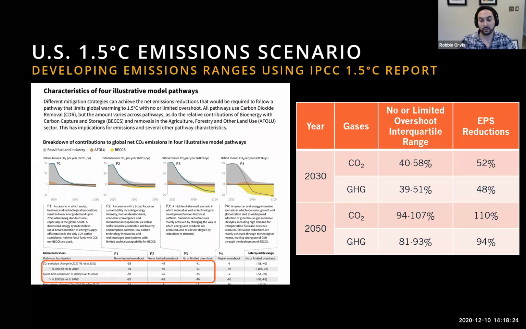So in terms of those ranges, the interquartile ranges and where our modeling is ending up, you can see on the right, we have 2030 and 2050 reductions of CO2 and greenhouse gases. And in 2030, we're towards the upper end in terms of greenhouse gas reductions, and in the middle on CO2 reductions. And by 2050, we're actually exceeding the reductions within the interquartile range, both for CO2 and greenhouse gases.